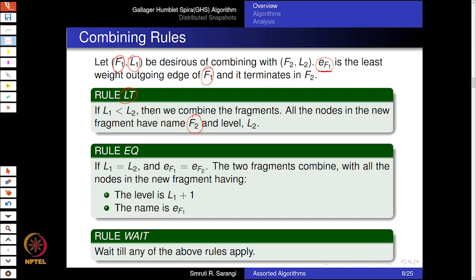But if they are equal, that's where we said that there is a catch. If the levels are equal, then we check if their least weight outgoing edges are the same or not. So in this case, we will combine when we have the same levels, subject to the fact that our outgoing edges are the same. If they are not, we will not. So the two fragments combine with all the nodes subject to this.